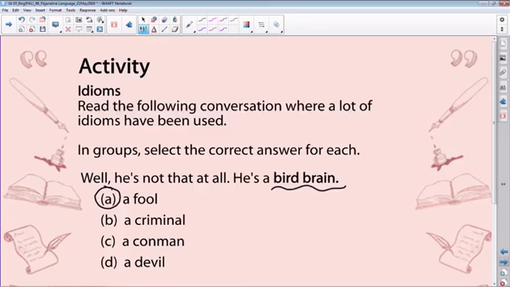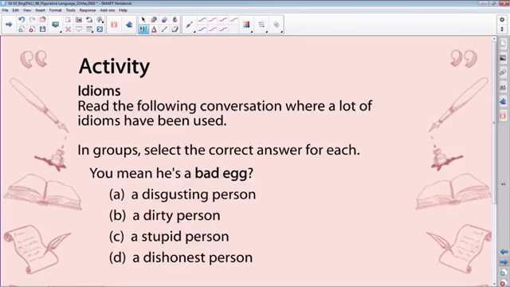And then the other person replies, you mean he's a bad egg? And what are the different options that we have with that? Is he disgusting? Is he dirty? Is he stupid? Is he dishonest? And the correct answer for that is that he's dishonest. So he's a bad egg, he's dishonest.